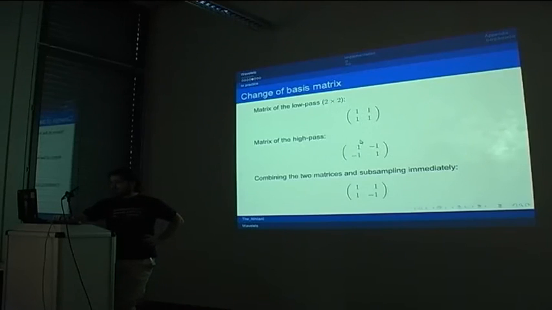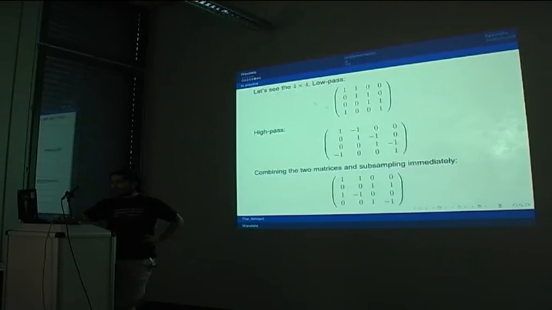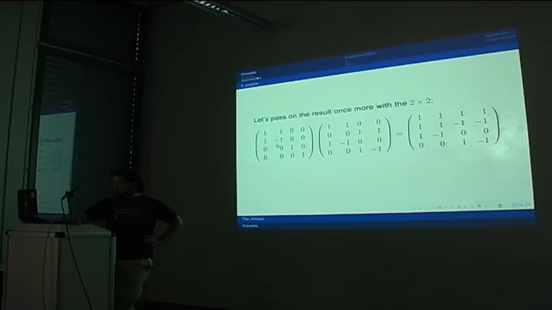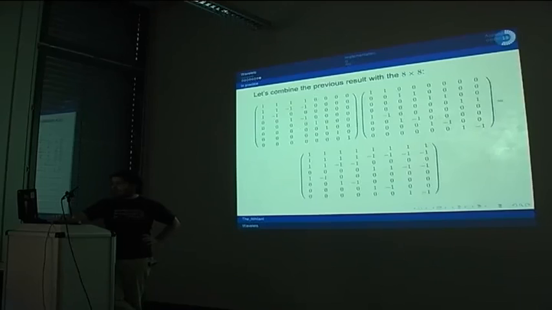Combining the two matrices and subsampling immediately, we still have a square matrix. And so combining again in the 4x4 case, the low pass with the high pass and some subsampling immediately, we obtain this. And if we combine the previous 2x2 with this 4x4, we obtain this. And what we obtain? We obtain this big thing here, which is the wavelet function again, stretched, and this, not stretched, but translated. And if we repeat, we obtain exactly the same thing. We have the big scaling function here, the big wavelet function, the wavelet function stretched and translated, and the wavelet function not stretched but translated.